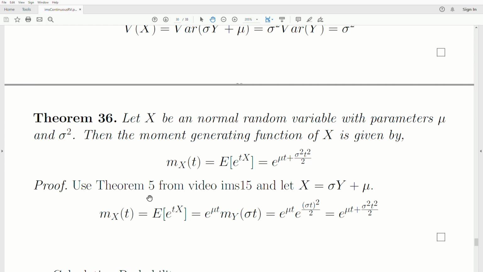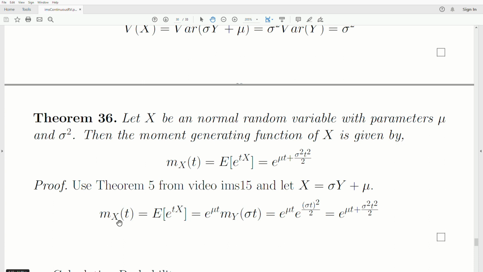Now we're going to use theorem 5 from video IMS33. This stands for the 15th video in the playlist Introduction to Mathematical Statistics, and that's on the moment generating function. And it's in regards to defining a random variable as a linear combination of other variables.